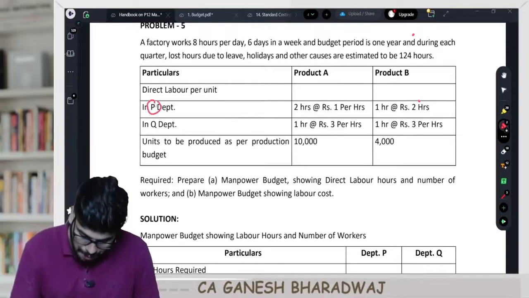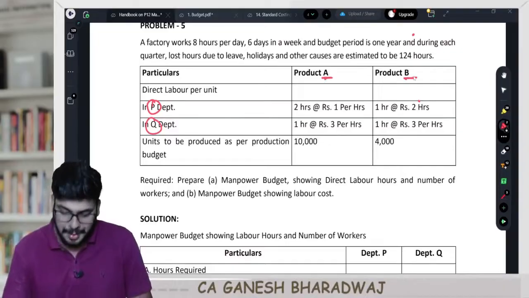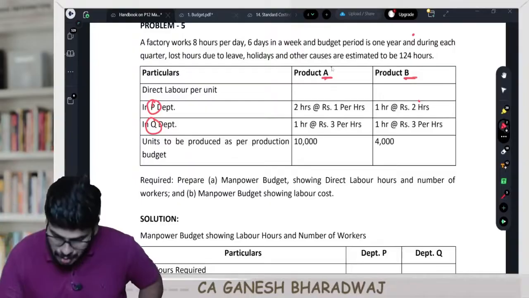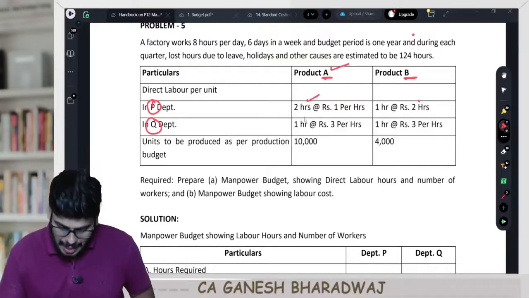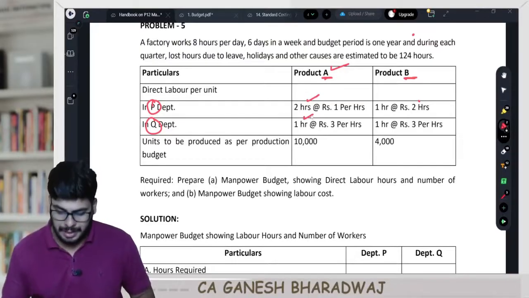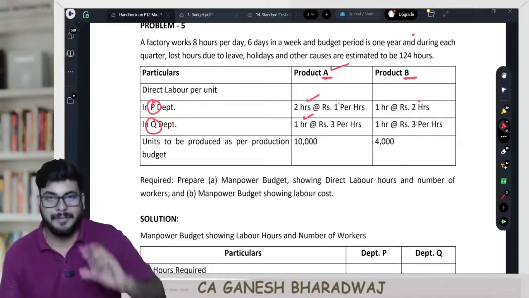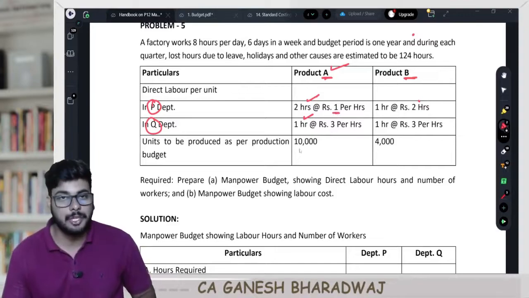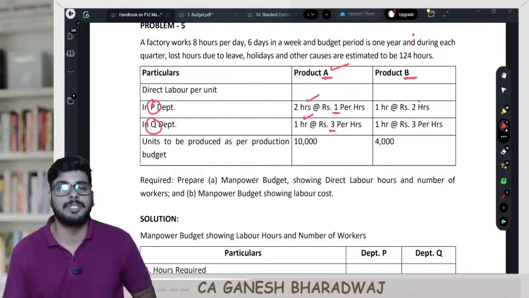So, the company has two departments, Department P, Department Q, and the company deals in two products, product A, product B, right? Be very careful. The company has two different departments and they have two products. Both the products will pass through both the departments. For example, every unit of product A spends 2 hours in department P and 1 hour in department Q. Are you clear with this? And if I am using department P for manufacturing product A, the per hour labor cost is 1 rupee. Whereas in department Q, for every hour spent on product A, the charge is rupees 3.